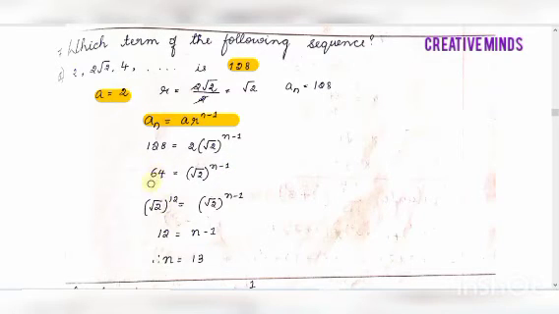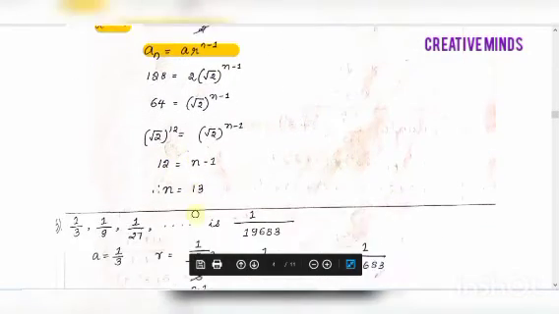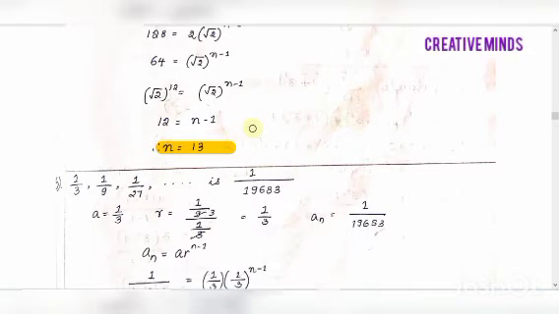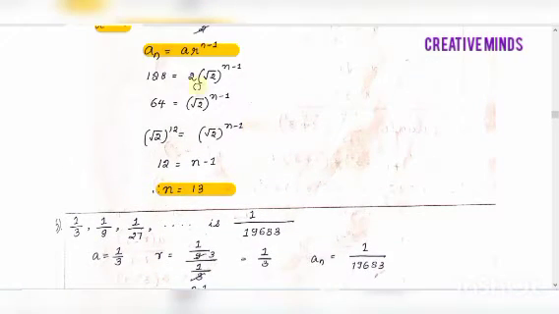So 64 we can write as root 2 to the power of 12. So root 2 to the power of 12 is equal to root 2 to the power of n minus 1. The base is the same, so the powers are also the same. So 12 is equal to n minus 1. So the value of n is equal to 13. Now move on to the next problem.